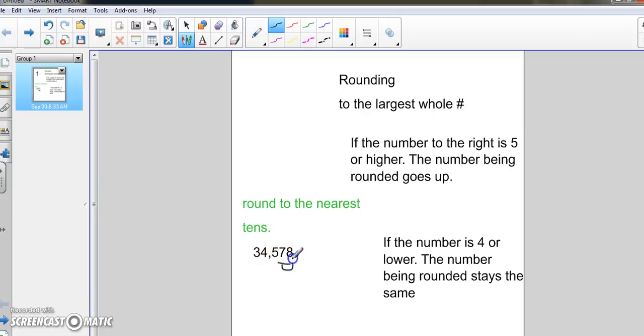I look at the number to the right, and then the 7 either stays the same or goes up. And then all these numbers will stay the same for sure. So I look at the 7, look at my number to the right. If the number to the right is 5 or higher, yes, 8 is 5 or higher. The number being rounded goes up 1 digit. Everything over here stays the same. Those all stay the same. The 7 changes.